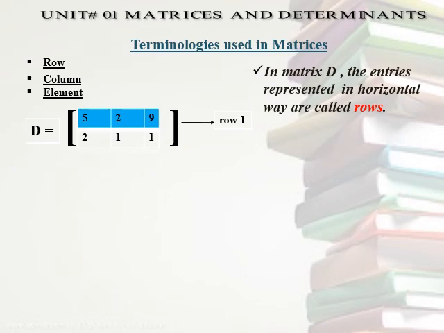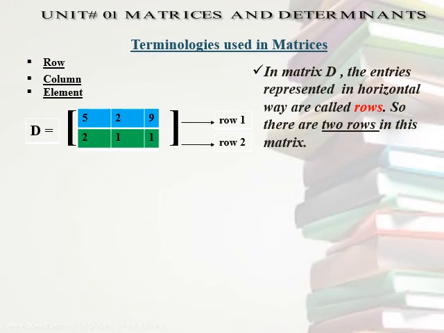Similarly, this is row 2 of matrix D. You can see that again I have highlighted entries in horizontal way, as we have no other entry to show in horizontal way, so there are only 2 rows in this matrix.